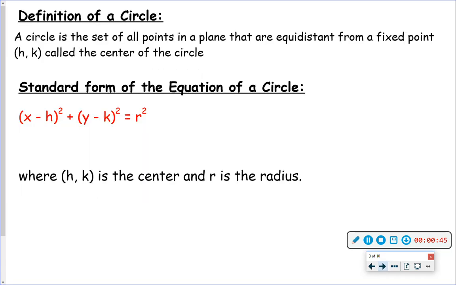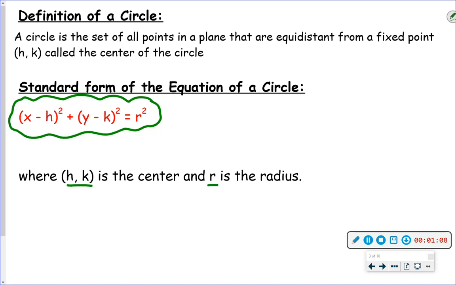Circles, let's do it. So a circle is the set of all points in a plane that are equidistant from a fixed point, h comma k, called the center. The standard form of the equation of the circle. So you can see in red, you need to fill this in on your note sheet. So let me give you a couple seconds to write that down. And of course, h, k is the center, r is the radius.